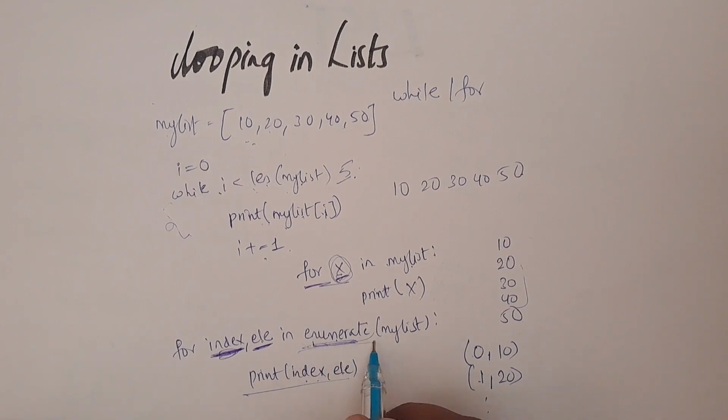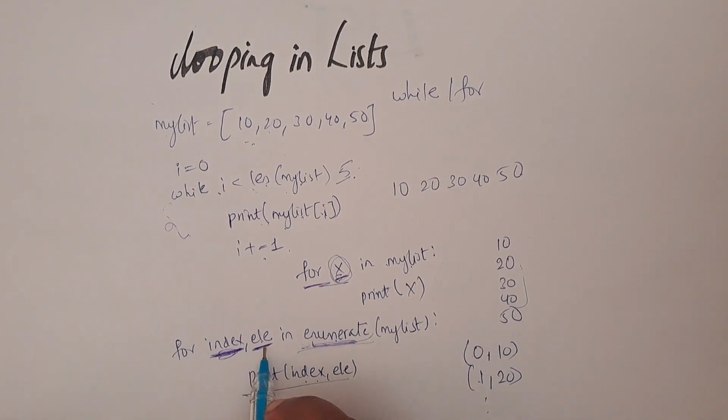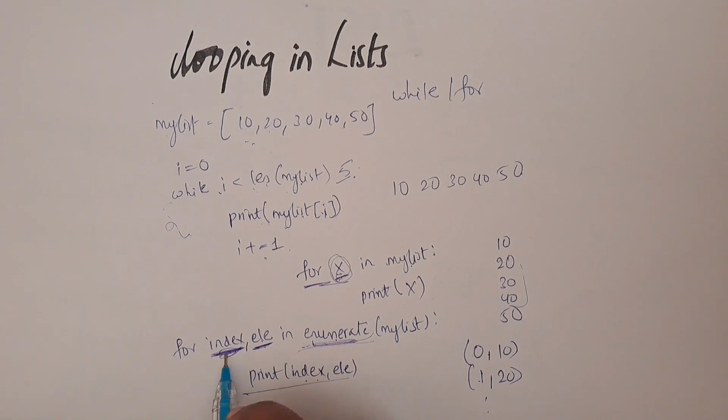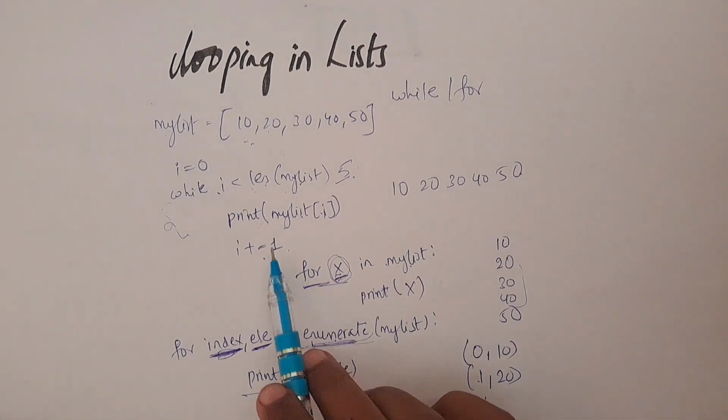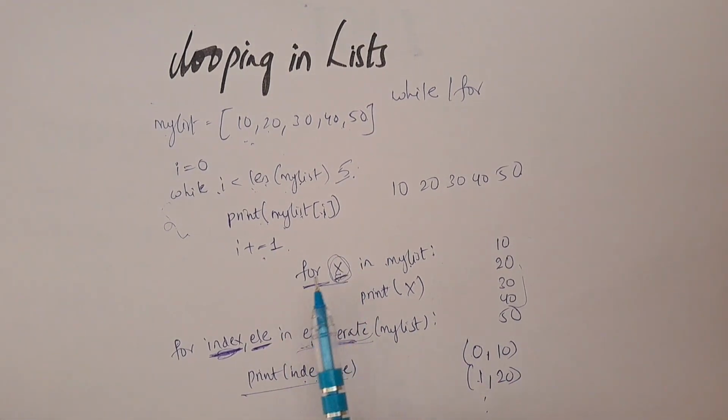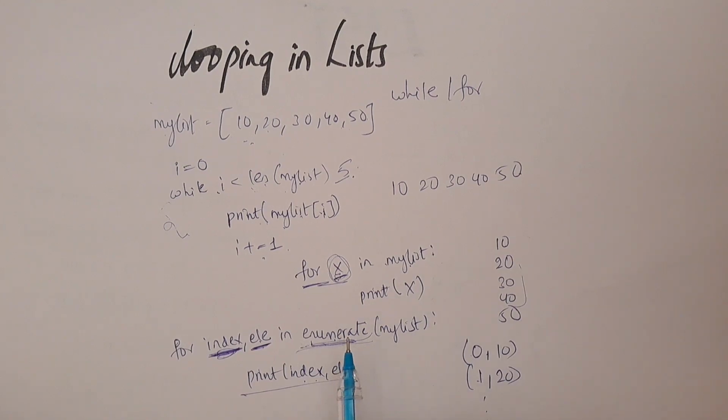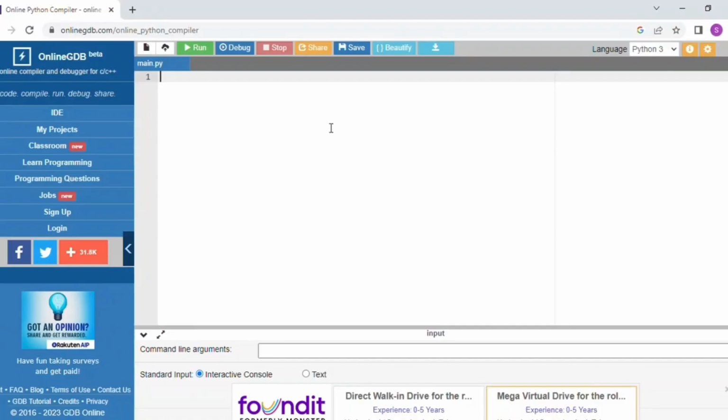So using the enumerate function you can print the element as well as the index. And I will show you all the execution part of the explanation in the continuation of this video.